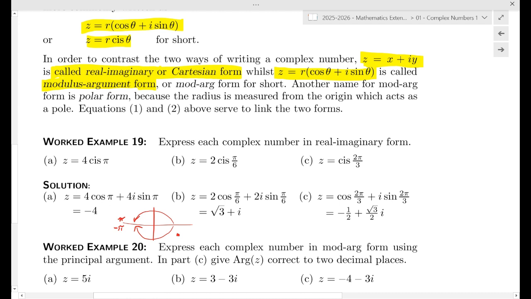What happens if they're not nice numbers? They are nice numbers. But what would happen if they weren't? They'll give you one like question C. Give it correct to 2 decimal places. If they don't tell you it's going to be in decimal places, it's probably going to be the exact values or combinations thereof.